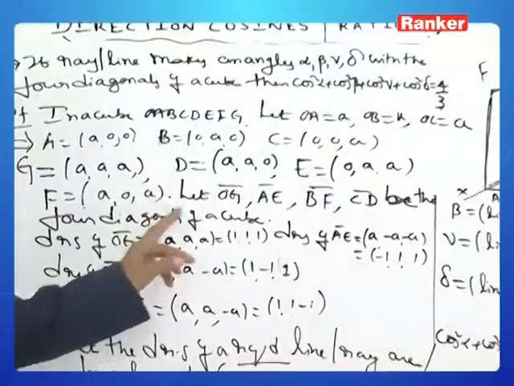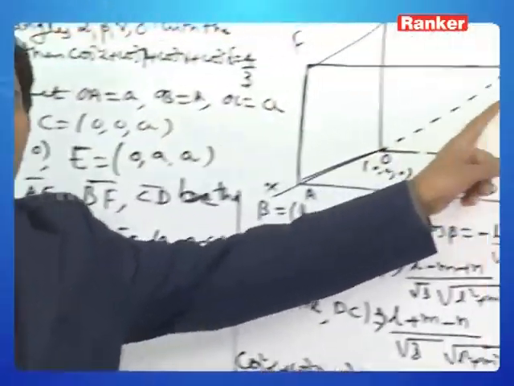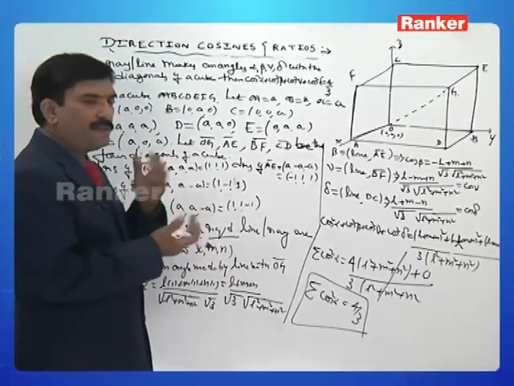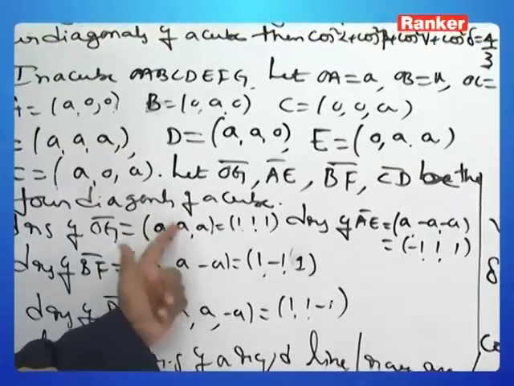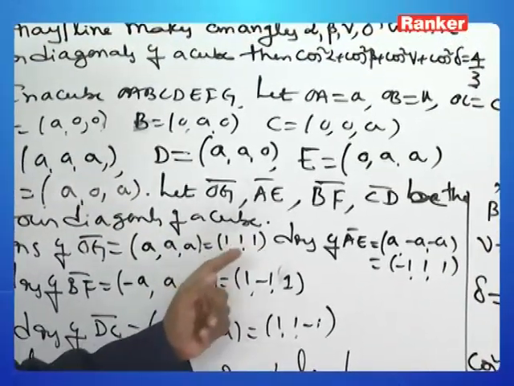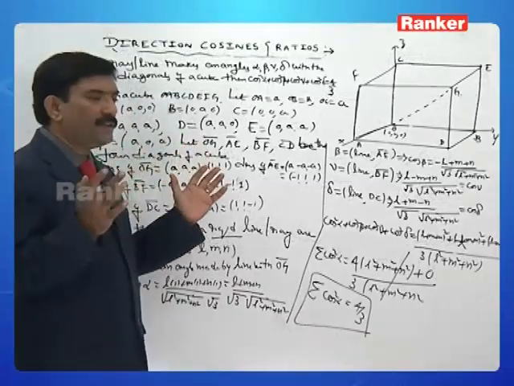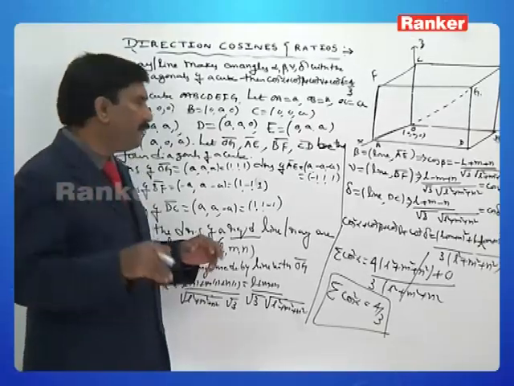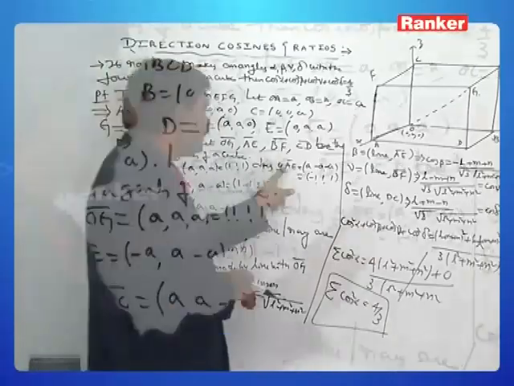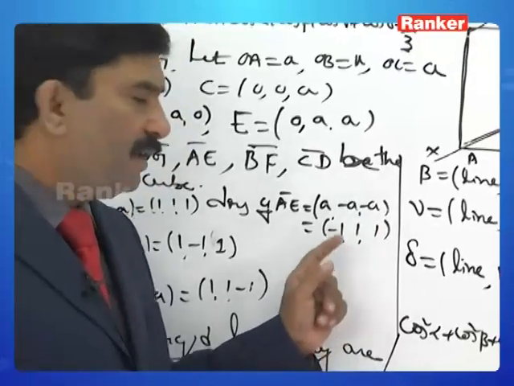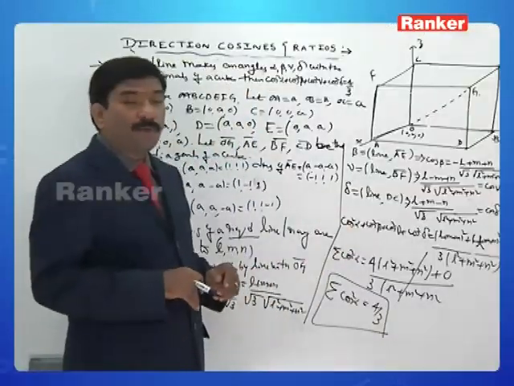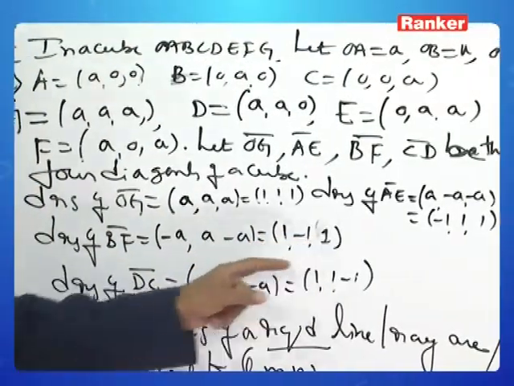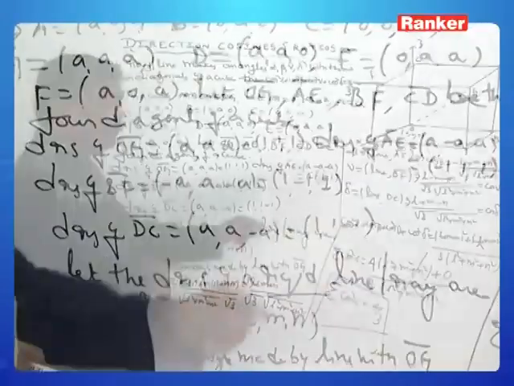Let us find the DRs of OG. Now G is (a, a, a). So the DRs of OG are x2 minus x1, y2 minus y1, z2 minus z1, that is a minus 0, a minus 0, a minus 0, so a, a, a. When a, b, c are the DRs of a line, ka, kb, kc, or a/k, b/k, c/k are also DRs of the line. So 1, 1, 1. DRs of AE are minus 1, 1, 1. DRs of BF are 1, minus 1, 1. DRs of DC are 1, 1, minus 1.